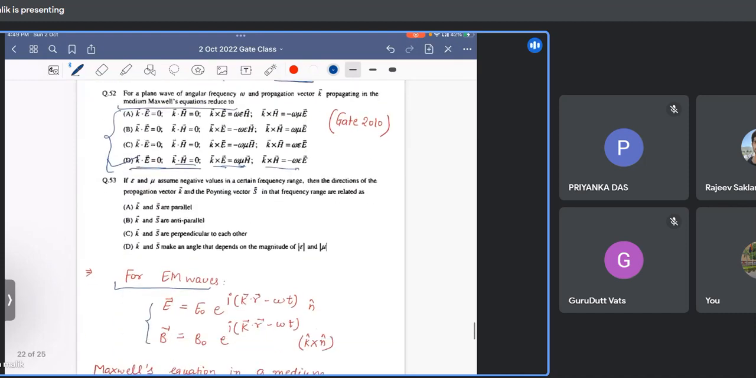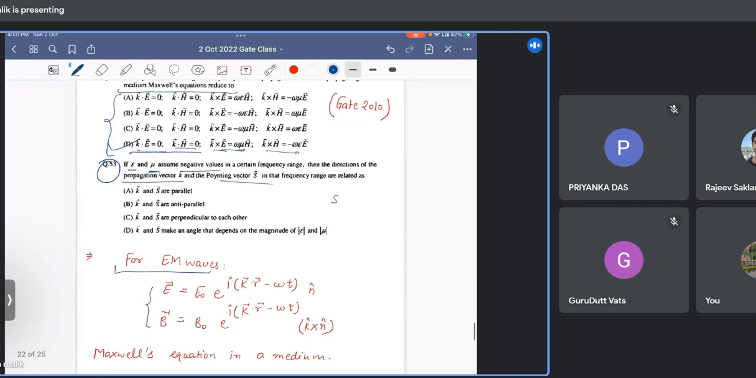And now there is this question. If we change the sign of epsilon and mu, say make them negative, how are the direction of the propagation vector k and the Poynting vector related? We have talked about how the S vector and k vector are in the same direction. But if we change the sign of epsilon and mu, how are these going to be affected? Are they going to be parallel or become anti-parallel?